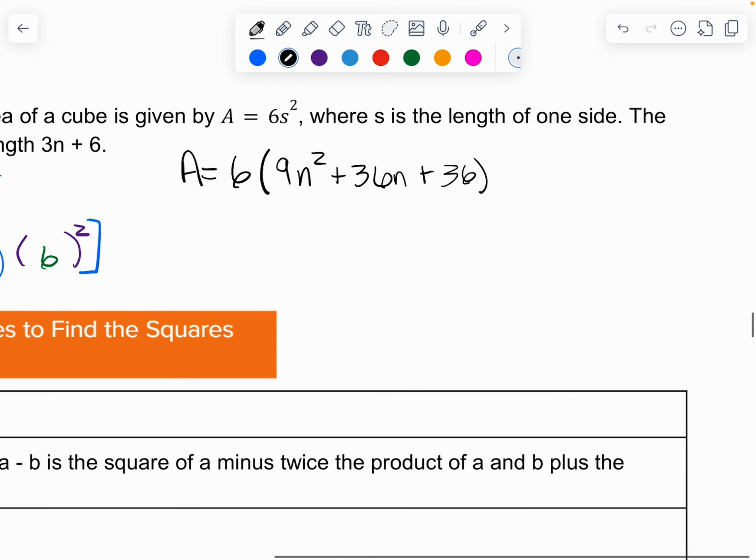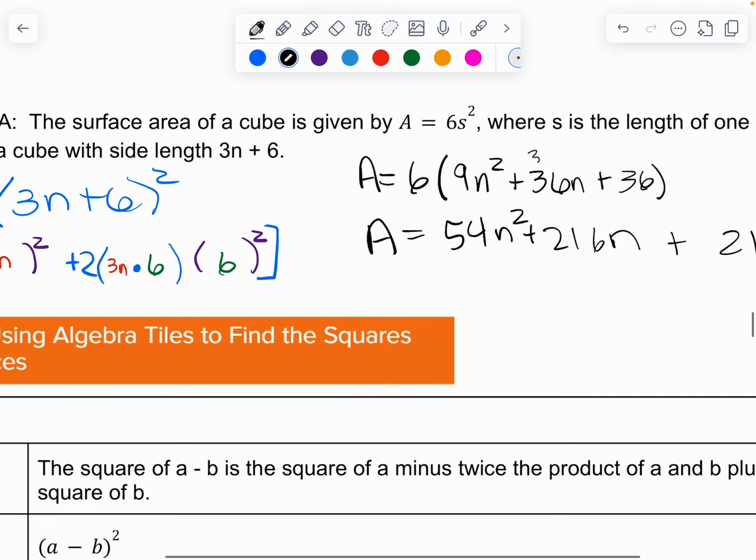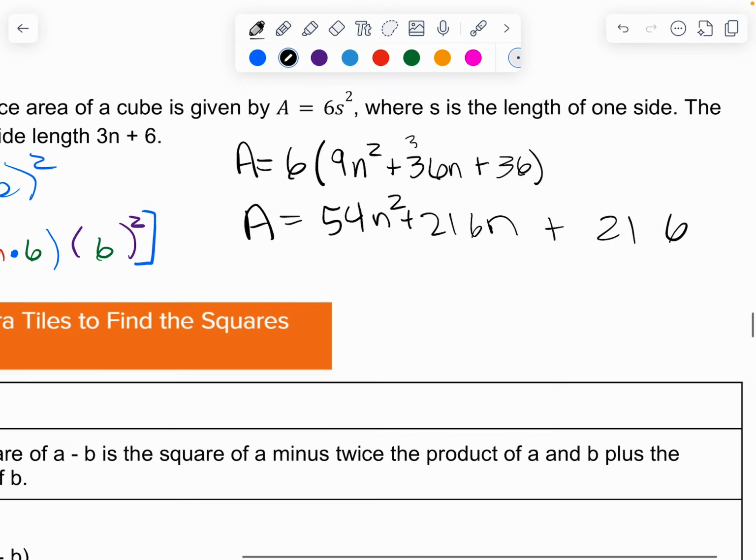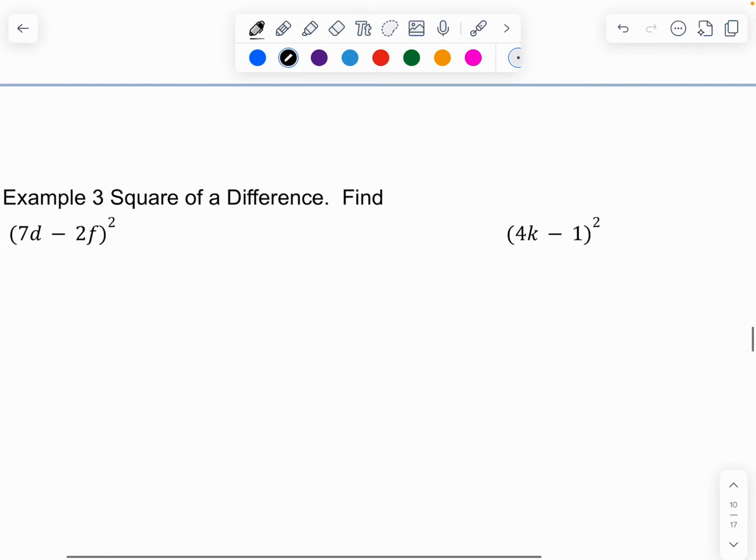And then I need to multiply it by that 6. So that's going to be 54n squared plus 6 times 6 is 36. That's 216n plus 36. Oh, I just did that, 216. Is that really like that? I guess so. And there we go. Okay, so this next one.